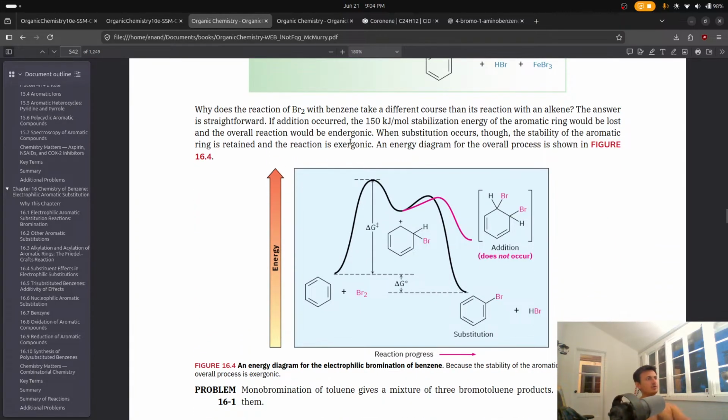Why does the reaction of bromine gas with benzene take a different course than its reaction with alkenes? The answer is straightforward. If addition occurred, the 150 kilojoules per mole of stabilization energy of the aromatic ring would be lost and the overall reaction would be endergonic. When a substitution occurs, though, the stability of the aromatic ring is retained and the reaction is exergonic. So this 1,2-dibromo product does not happen.